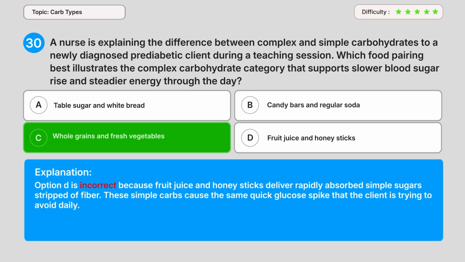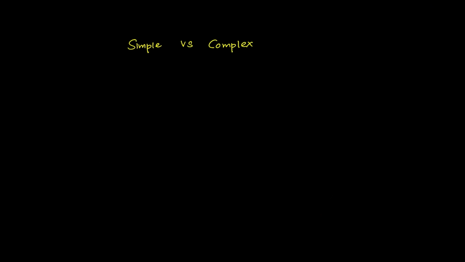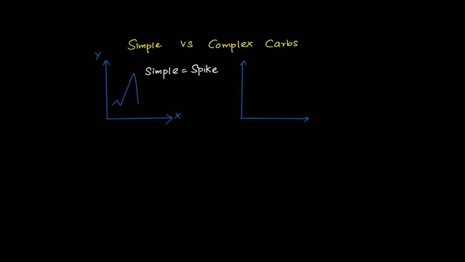Option D is incorrect because fruit juice and honey sticks deliver rapidly absorbed simple sugars stripped of fiber. These simple carbs cause the same quick glucose spike that the client is trying to avoid daily. Let's sort simple carbs from complex carbs at the grocery store. Simple carbohydrates are small sugar molecules that digest quickly. They spike blood glucose fast and drop it fast, which works against glycemic control. Complex carbohydrates are longer sugar chains packaged with fiber and other nutrients. They digest slowly, raise blood glucose gradually, and deliver steadier energy through the day.